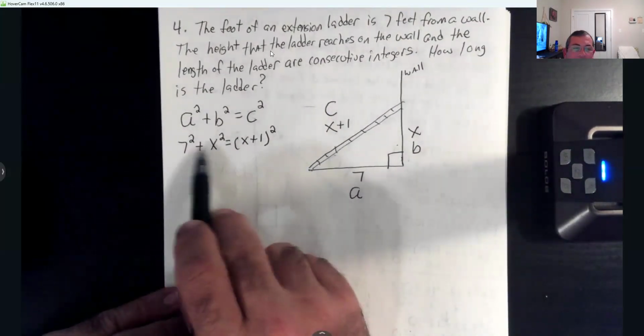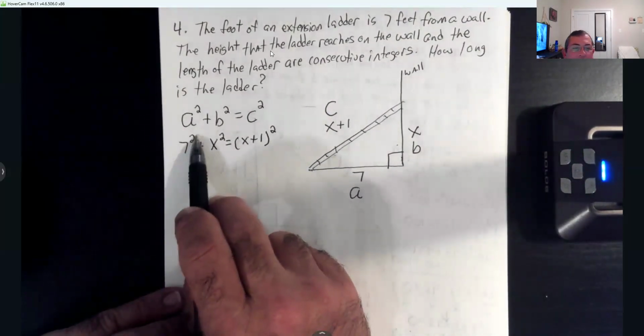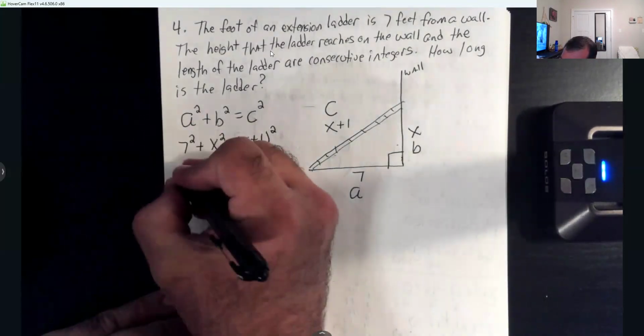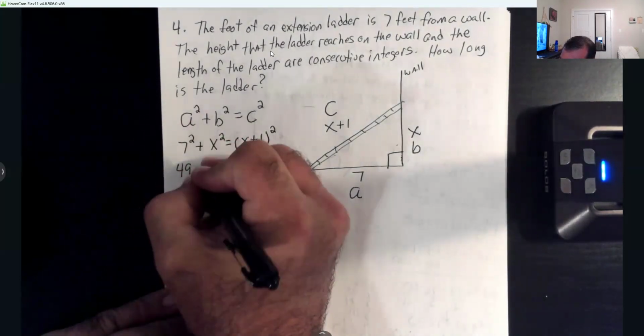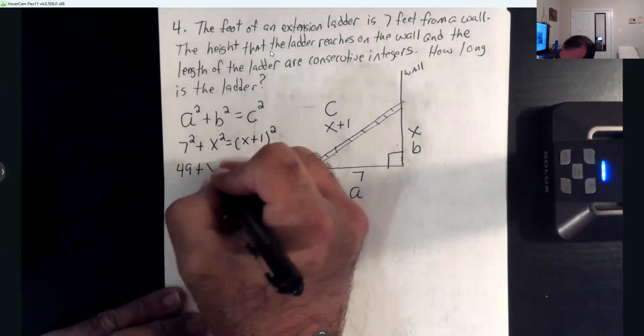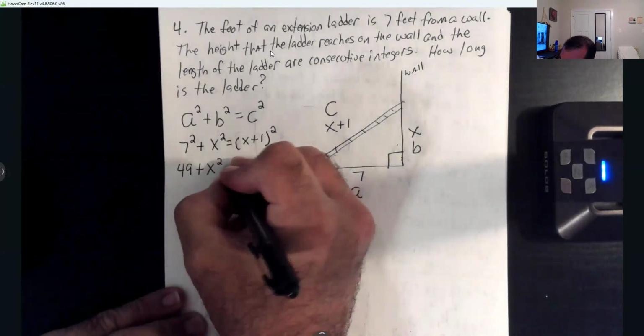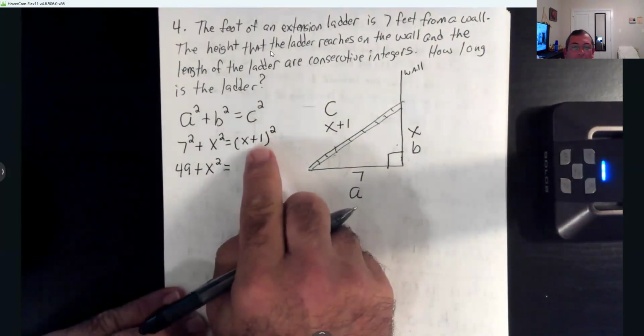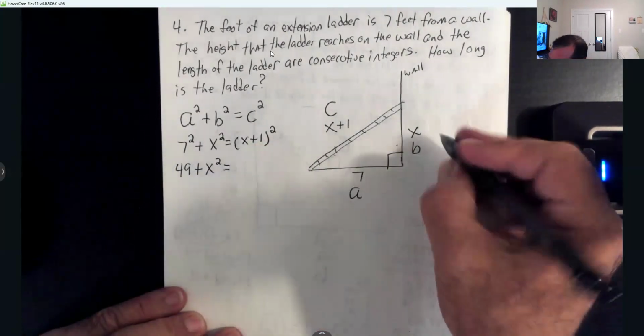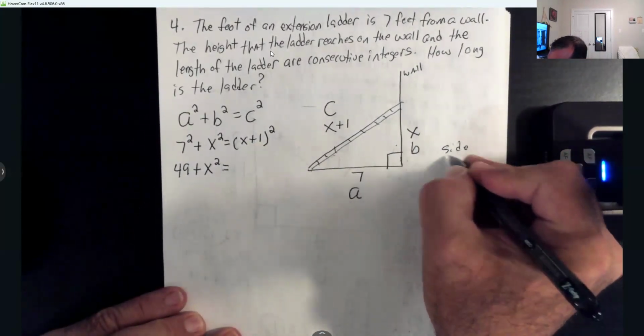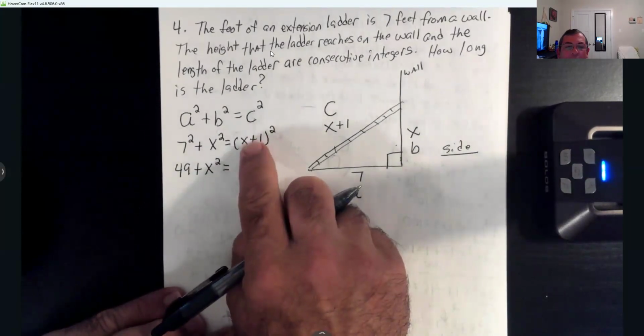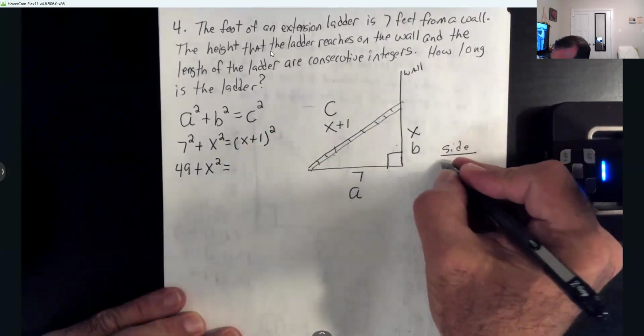All right, y'all, so let's simplify stuff. 7 times 7 is 49. Can't do nothing with the x squared for the moment. Uh-oh, y'all, side work. So on the side, I'm going to figure out what x plus 1 squared equals.